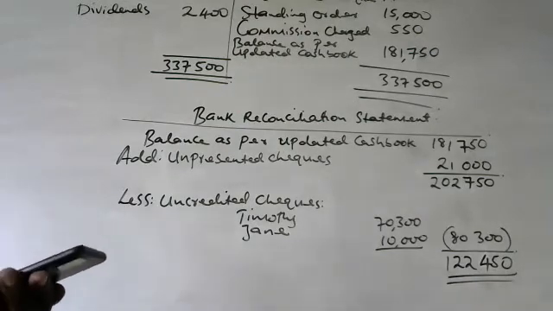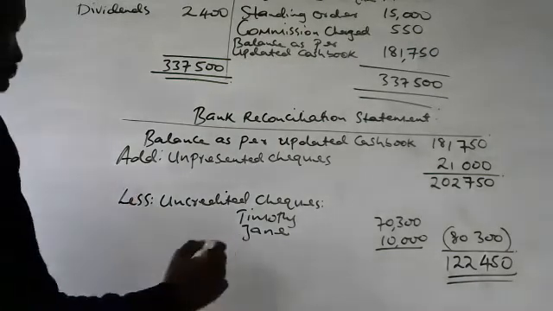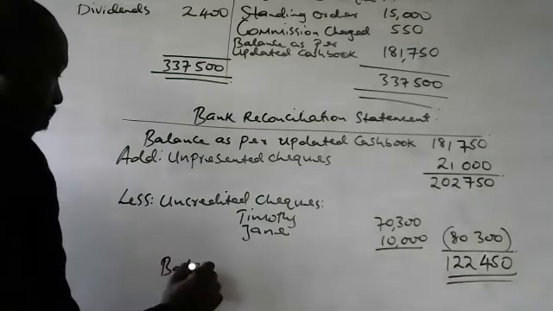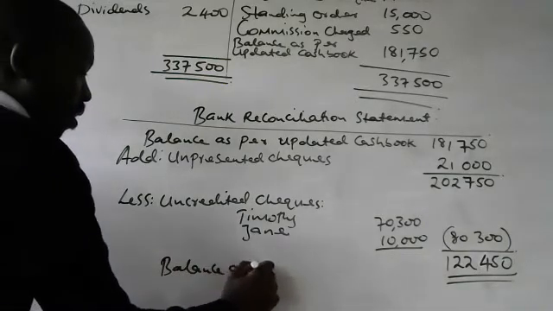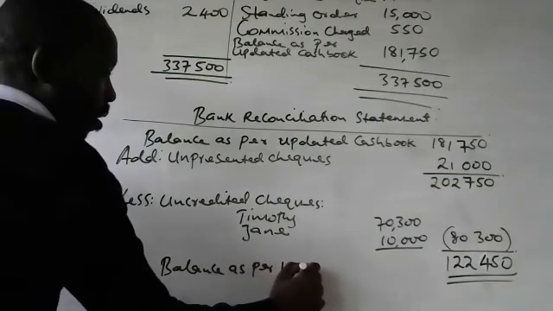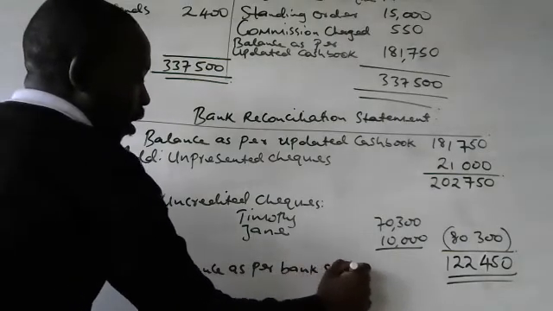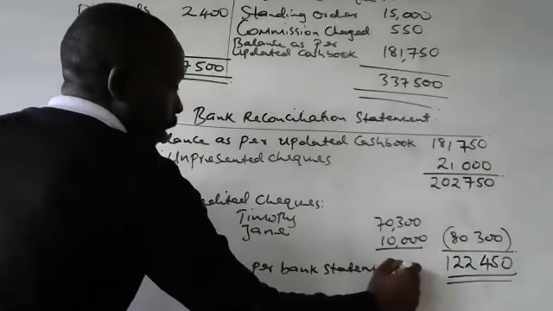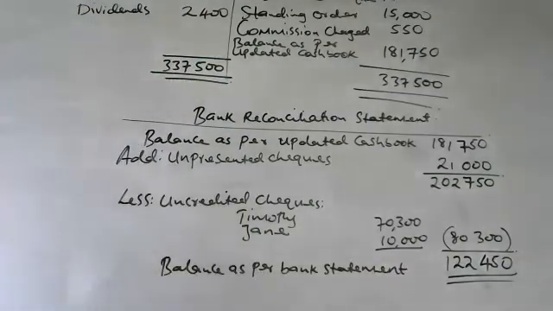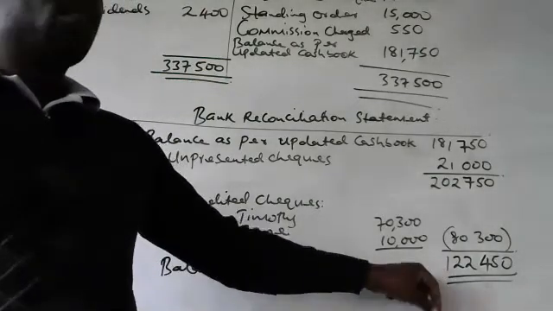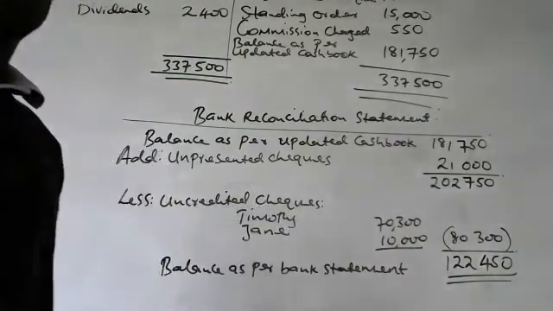So you realize that the balance you get here is supposed to be recorded as balance as per the bank statement, which is fifth, and which should be the same as what we are given in the question.